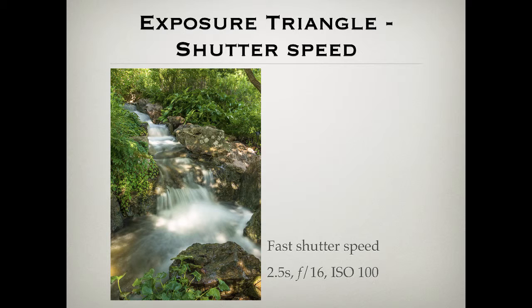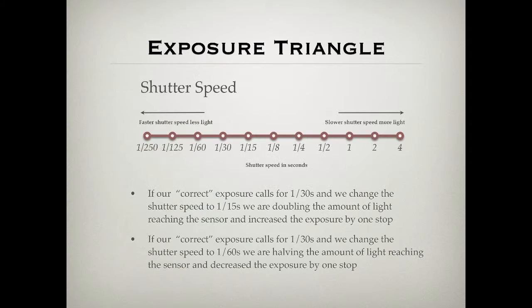If my vision was to illustrate the silkiness of the water as it's falling, then I would sacrifice some of the sharpness of the leaves. The rock sharpness is not going to change, obviously, because the rocks are not moving. So this is the effect of shutter speed in the exposure triangle.